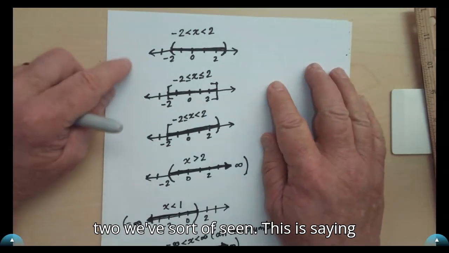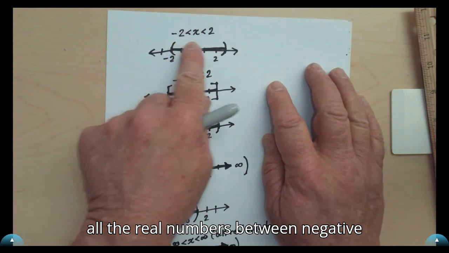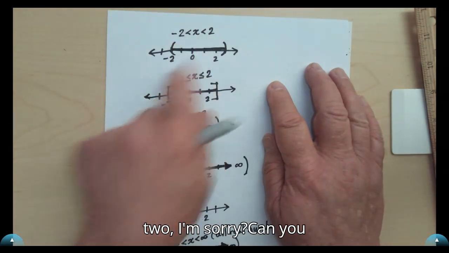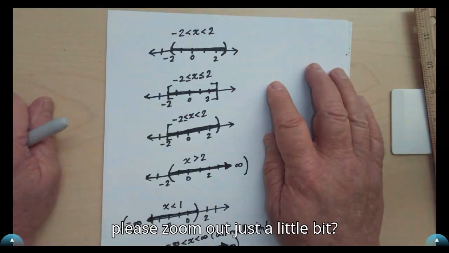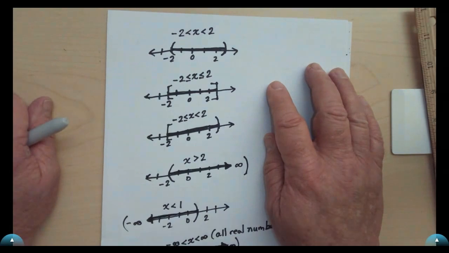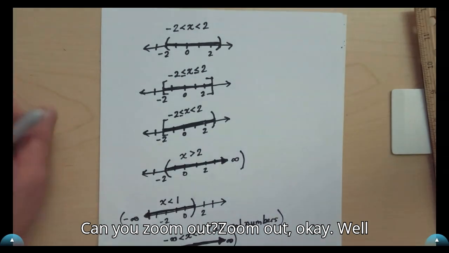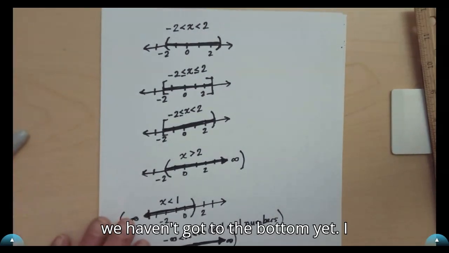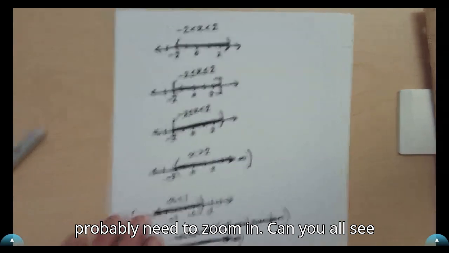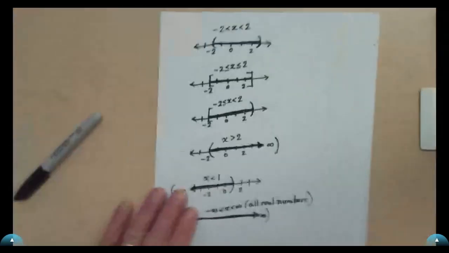These two we've sort of seen. This is saying all the real numbers between -2. I'm sorry? Can you please zoom out just a little bit? Can you zoom out? Zoom out, okay. Well, we haven't got to the bottom yet. I probably need to zoom in. Can y'all see that okay? Okay.